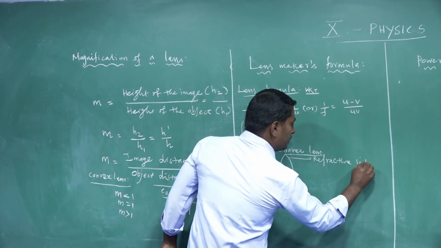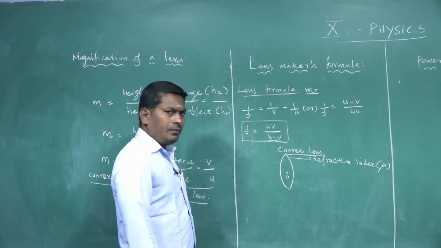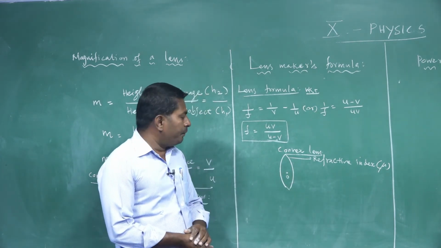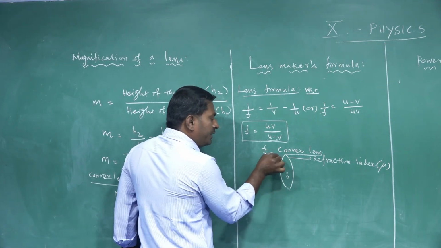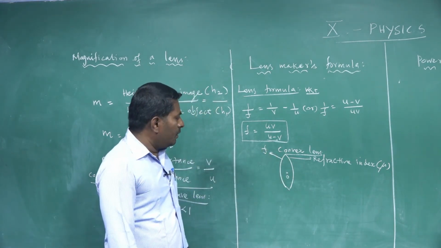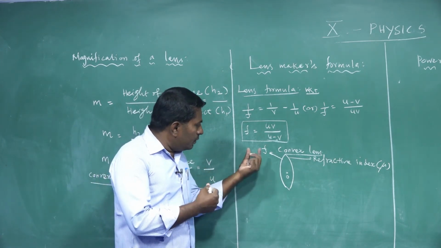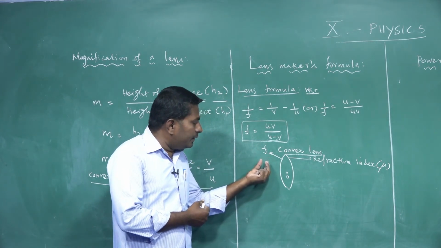Refractive index. The refractive index of the lens is mu. Any transparent material which has a refractive index mu, where f is the focal length of this lens. We want to decide the focal length, or to calculate the focal length.